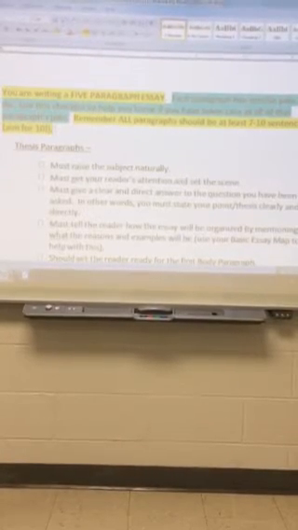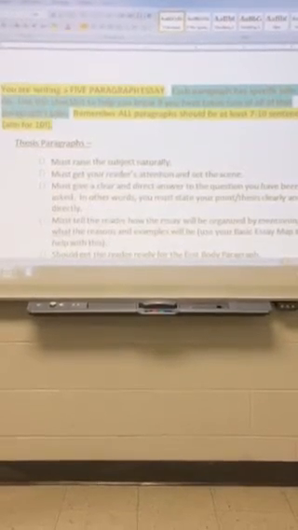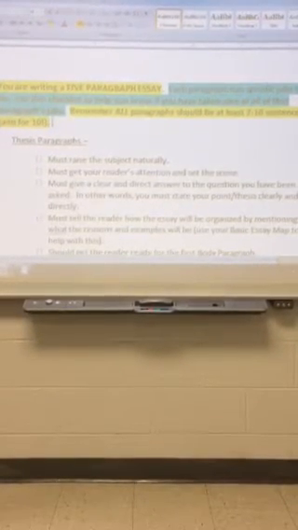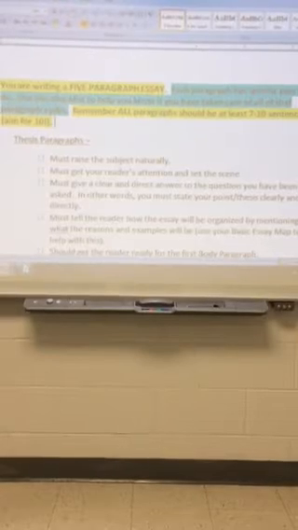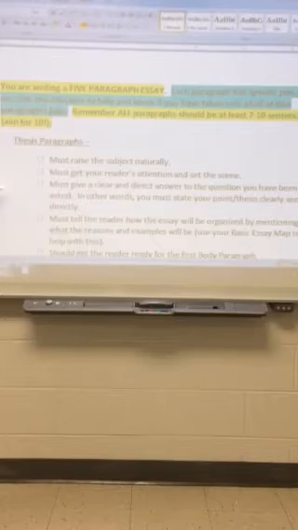Remember, all paragraphs should be at least 7 to 10 sentences. We want you to aim for 10. In those body paragraphs, you can aim for 12 or 14 because your storytelling is going to make those longer. Your details will make those longer, okay?